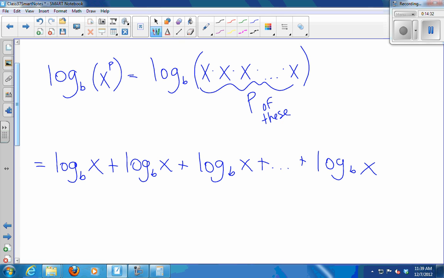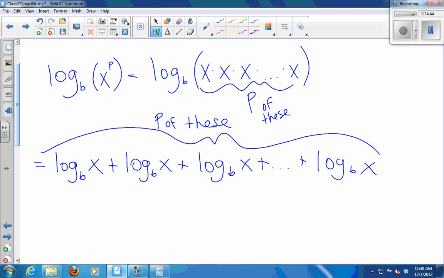And how many of these log base b of x's did I write here? P. There are p of these. And repeated addition, I could write as multiplication. I have p log base b of x's. So I have now shown why this equals this.